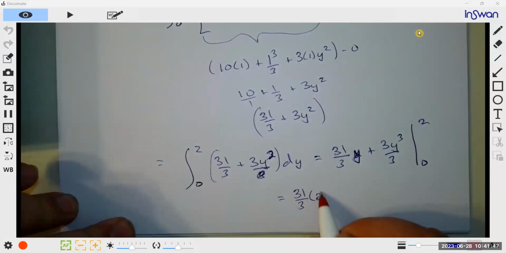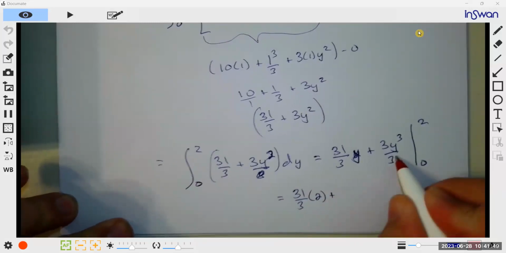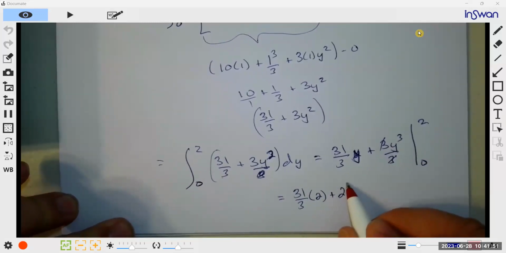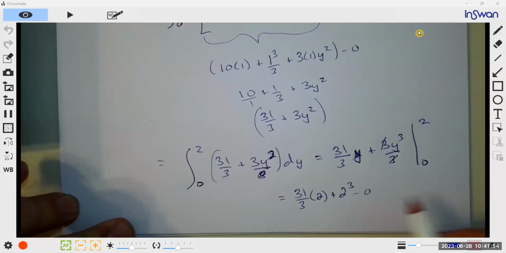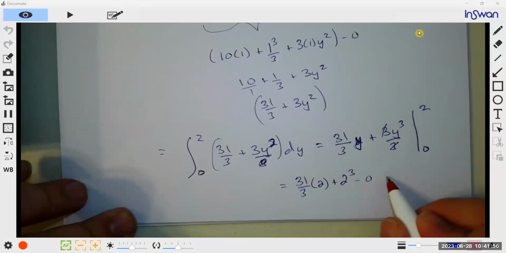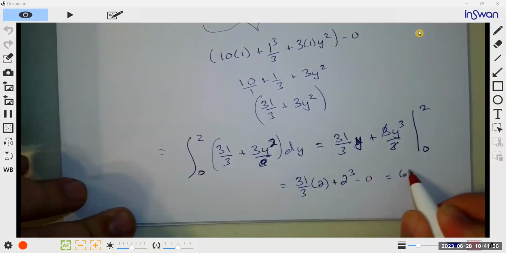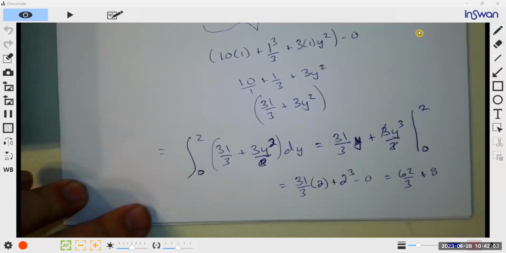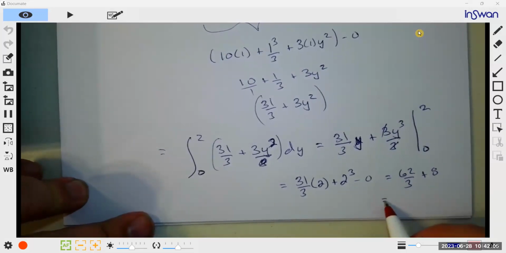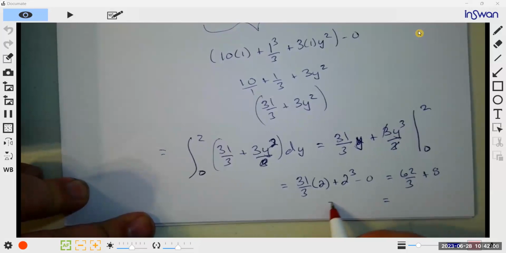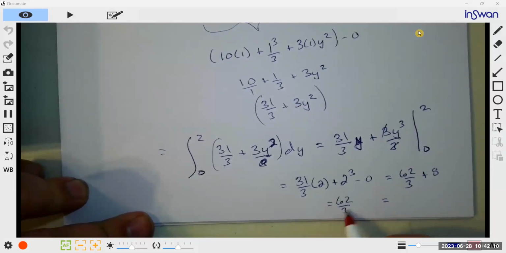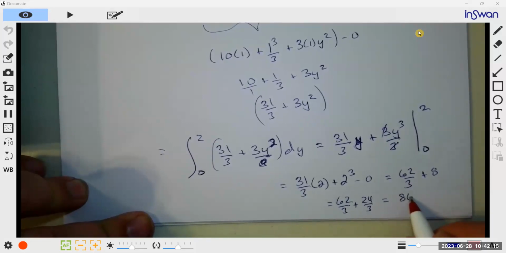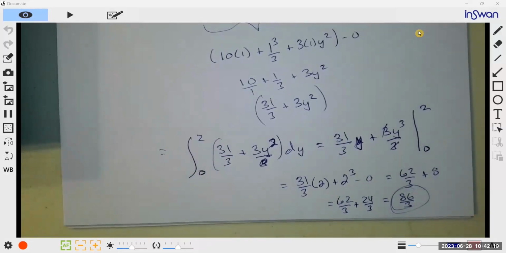31 over 3 times 2. The 3's cancel. 2 to the third minus 0. 62 over 3 plus 8. 62 over 3 plus 24 over 3 is 86 over 3. And that's our volume.